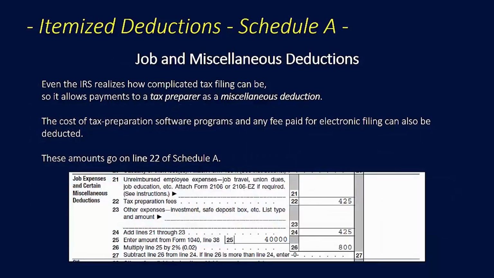Even the IRS realizes how complicated tax filing can be, so it allows payments to a tax preparer as a miscellaneous deduction. The cost of tax preparation software programs and any fee paid for electronic filing can also be deducted. These amounts go on line 22 of Schedule A.